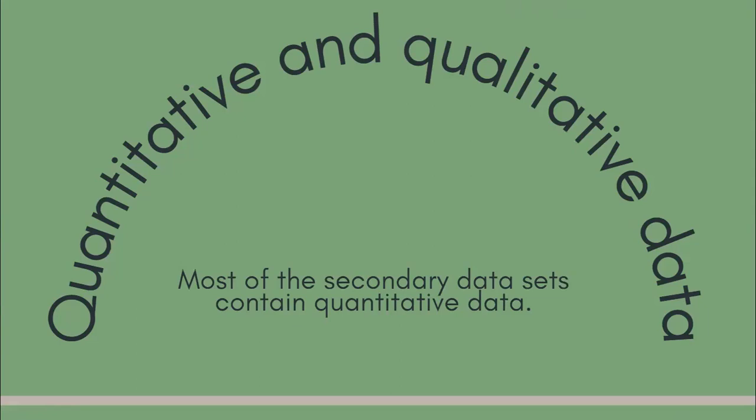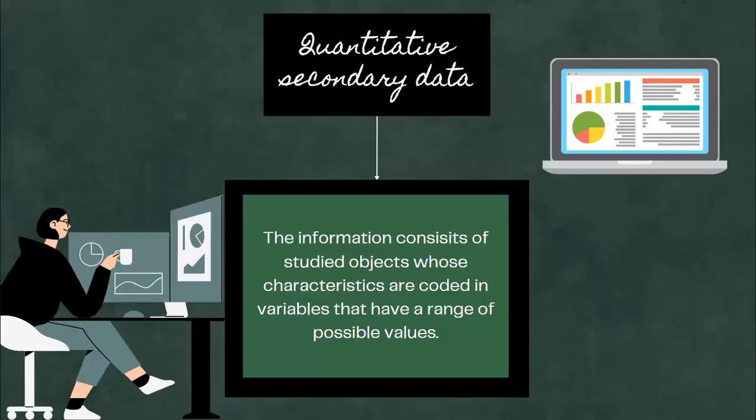Now, quantitative and qualitative data. Mostly it was quantitative because archives manage a lot of that type of data. But lately, there have been more examples of qualitative data in archives. For quantitative secondary data, we find a lot of examples. The information consists of studied objects whose characteristics are coded in variables that have a range of possible values. Okay, quantitative data, numbers and all that stuff.